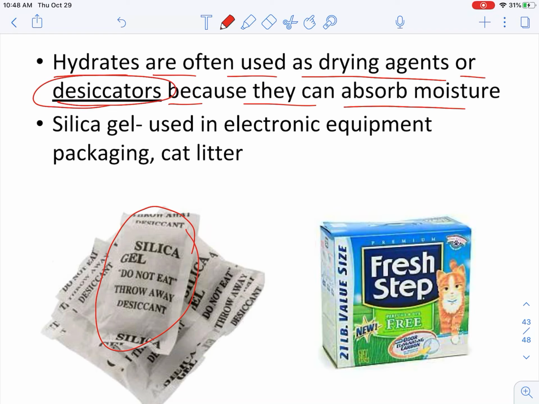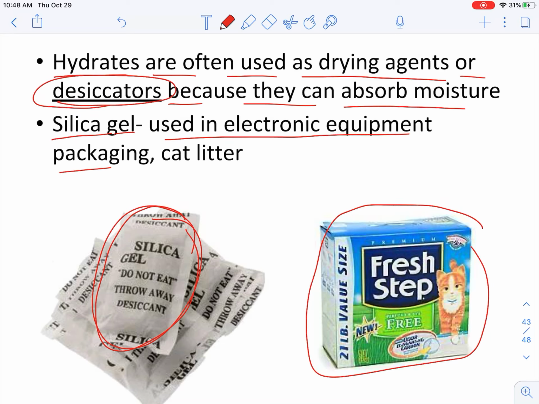electronics or shoes or nice clothing, or like my daughter loves eating little seaweed packets, and this is one of the things that's in there to keep it dry because it's absorbing moisture. So silica gel, do not eat it because it's going to absorb your moisture. And then kitty litter, same kind of thing. So silica gel is used in electronic equipment, packaging, cat litter, seaweed, all that good stuff. These are hydrates that have been dehydrated. So in essence, they're absorbing moisture from the environment.